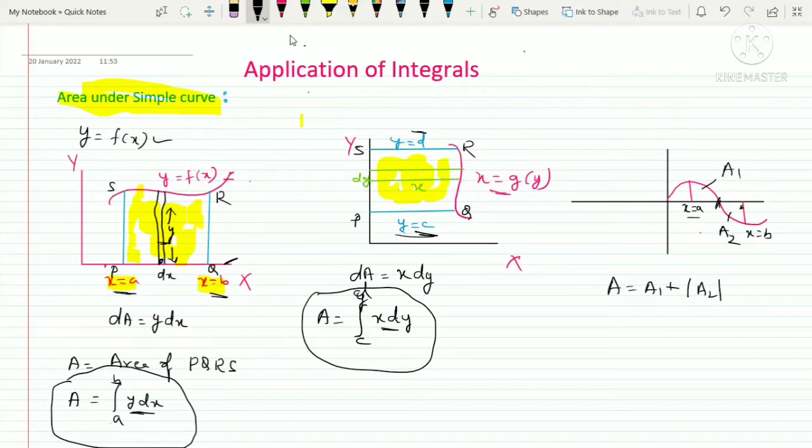That's why whatever you get for A2, you will get in a negative value because it is in this quadrant. That's why you should take the magnitude, the absolute value of that one. Okay, and this is the area. This is one of the concepts you should remember to find the area of a simple curve. Now let's move on to the problem.